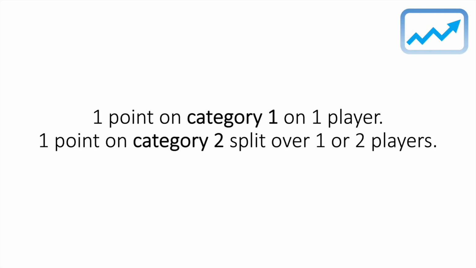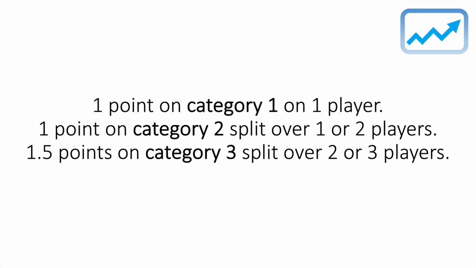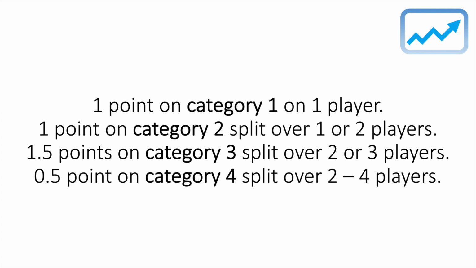Now these will be split over 1 or 2 players, depending on other criteria. I will then split 1.5 points on category 3 players. Now this may be over 2 or 3 players. And then for the final half a point, I will place this half point on a category 4 player, actually split between 2 to 4 players. Now these are very high risk, but of course if it pays off, they are high reward.